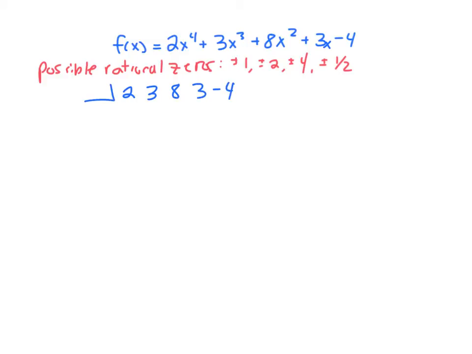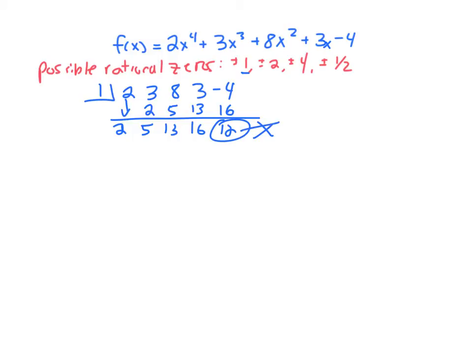Which 0 do we want to try first? We can try maybe positive 1. I'm just starting on the left and moving right. We could try them all until we find one. So let's go ahead and do this really fast. 1 times 1 is 1. Drop down the 2. 2 times 1 is 2, 5, 5, 13, 13, 16, 16, 12. Okay, that's not a 0, because if 1 were a 0, then this remainder would be 0, and it's not, so this one didn't work. Let's try -1.